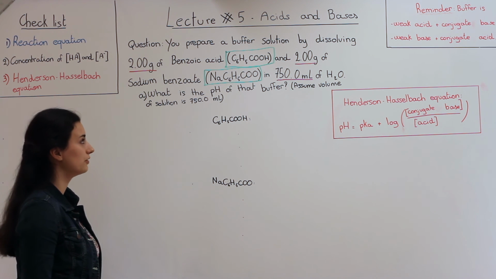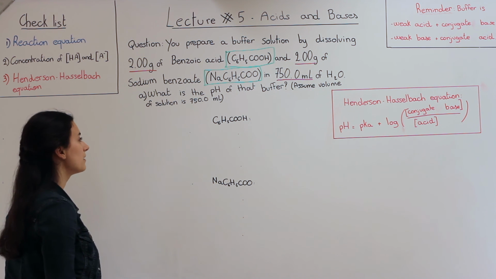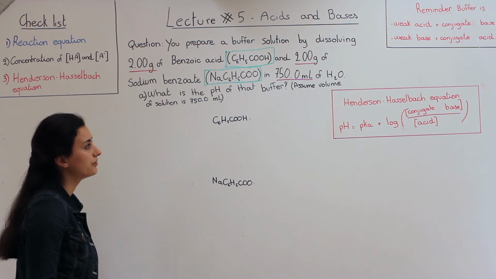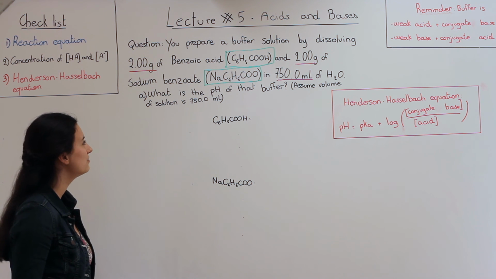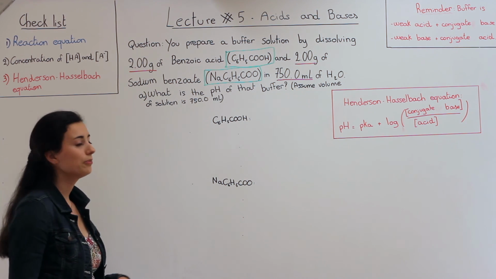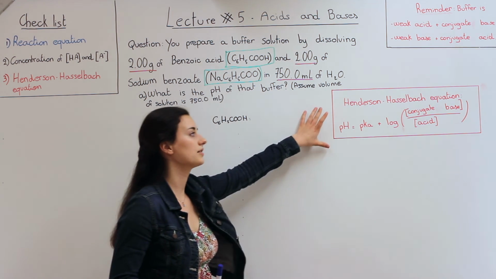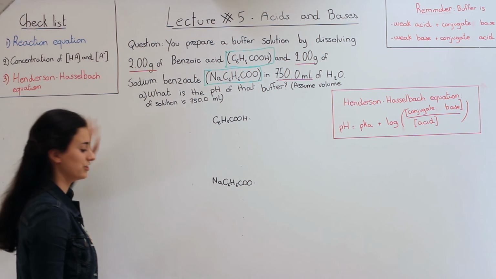You prepare a buffer solution by dissolving 2 grams of benzoic acid and 2 grams of sodium benzoate in 750 ml of H2O. What is the pH of that buffer? Assume the volume of solution is 750 ml. So I'll be dealing with this question using the Henderson-Hasselbalch equation. But first, I'm going to write down the reaction equation.